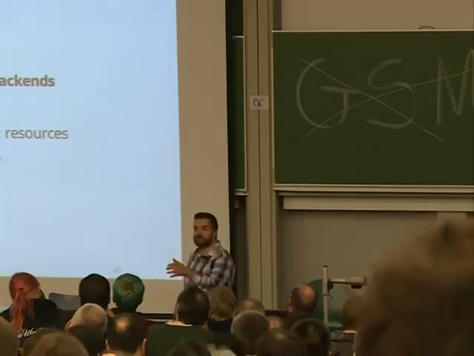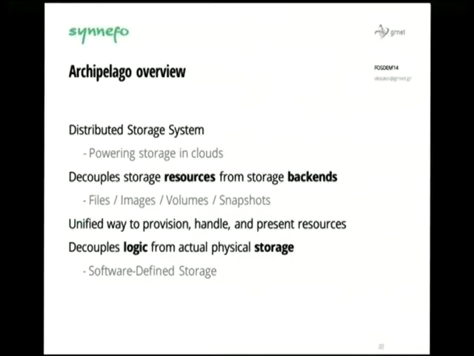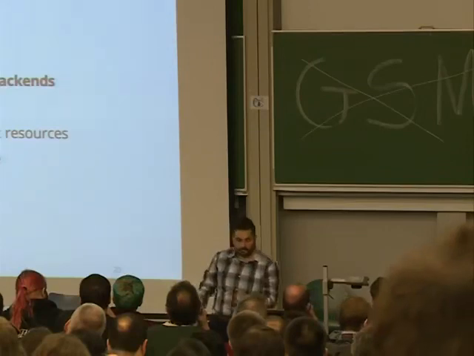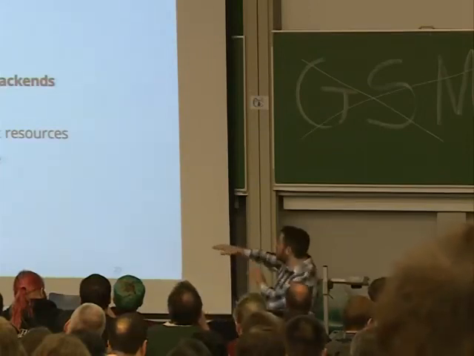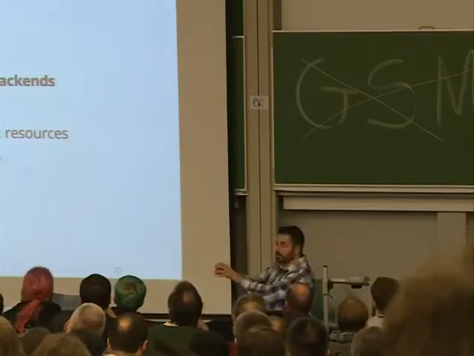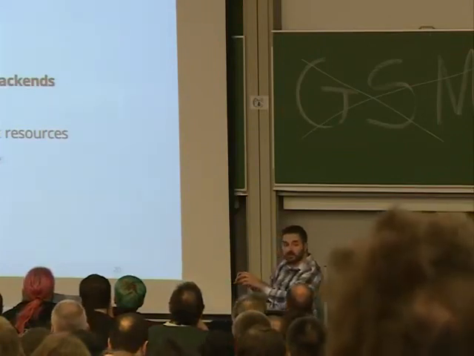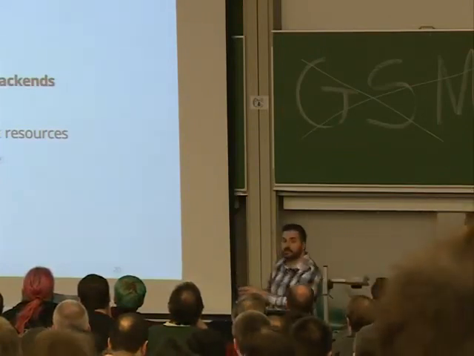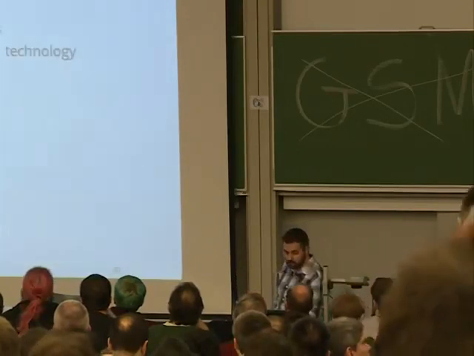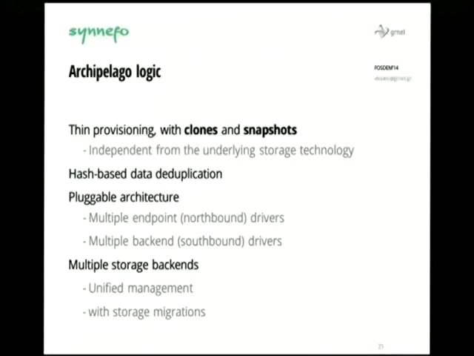On one hand, we have resources. Resources are files, images, volumes, and snapshots. All of these things are handled as maps to individual blocks. Blocks are stored on a storage backend on Ceph. We decouple the snapshotting and the cloning logic from the individual physical storage. Let me move on and show you.